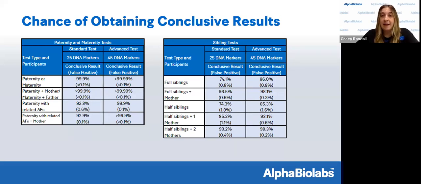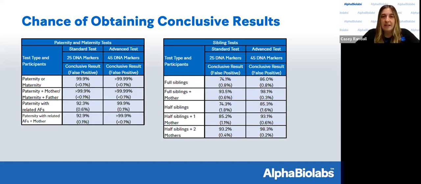However, when we look at the sibling tests on this side of the table, for full siblings, you've got a 74% chance of getting a result with 25 markers, or 86% if you use the extended 45 marker test. You can see it jumps again if you include the mother of the siblings. So in a scenario where you have two siblings who know they have the same mother, and they want to see if they have the same father, to confirm that for an inheritance claim or something similar, if you include the mother, your chance of getting a conclusive result with 45 markers is 98.1%. So it's a really strong test.